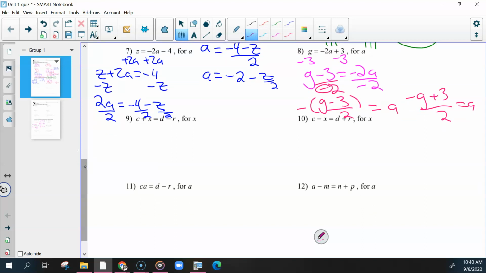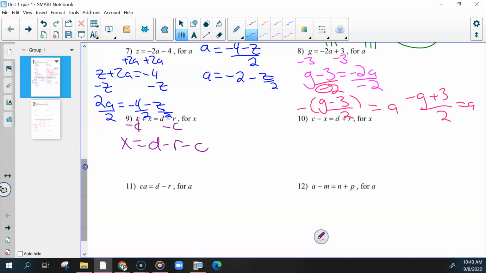For 9, we were getting x by itself. We really just needed to get rid of c. We can't combine like terms or distribute. The only thing we can do is move this variable to the other side. When we do that, we're just subtracting it to the other side, not to something specifically, because we don't have like terms. The c's would cancel, leaving x equals d minus r minus c. There's nothing else for us to really do.